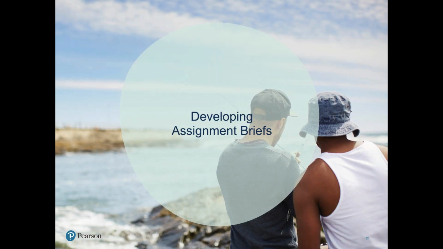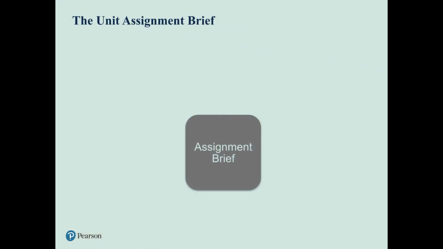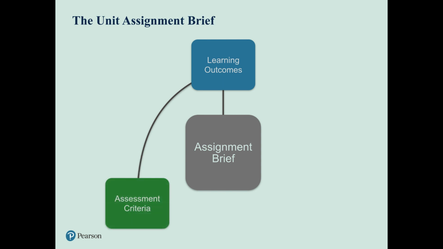So let's look at developing assignment briefs. The unit assignment brief is really based on three things. We have our learning outcomes and their associated assessment criteria and the level. The level is crucial. We need to make sure that the student is working at the level at which they're studying. We shouldn't be writing assignments that are too low or too high for the student.